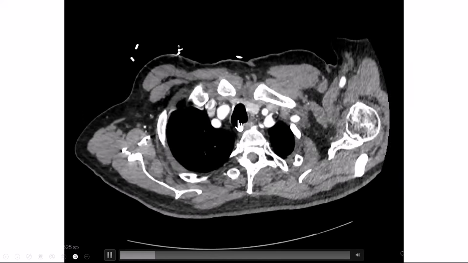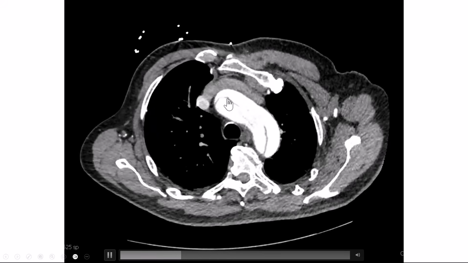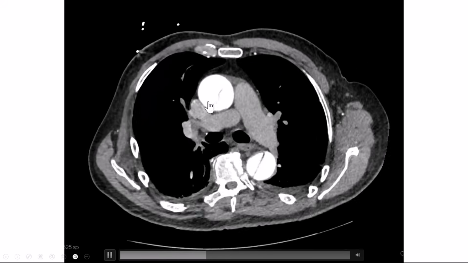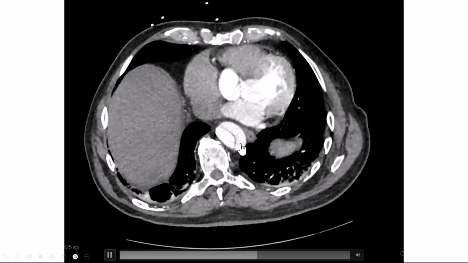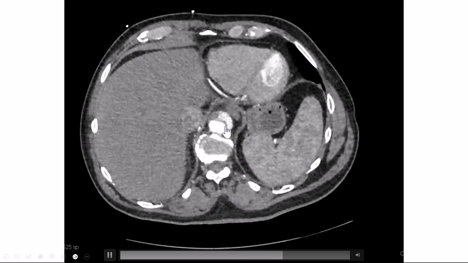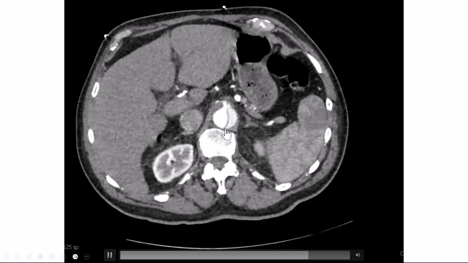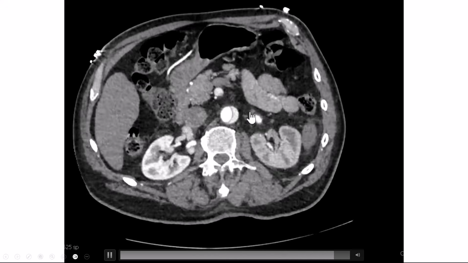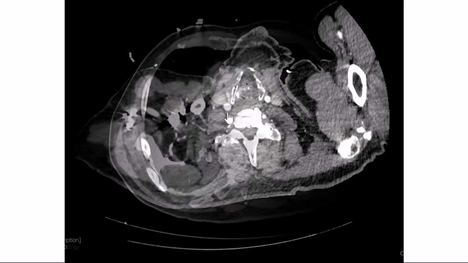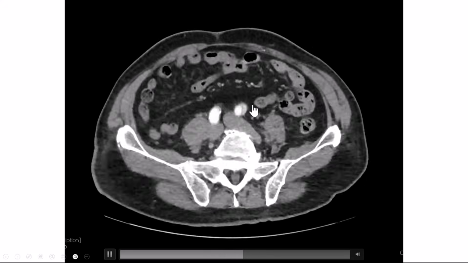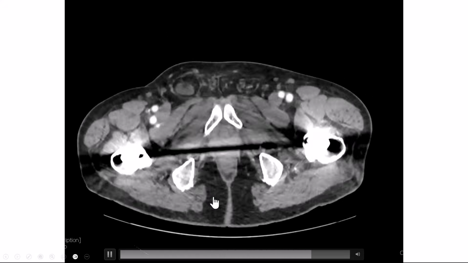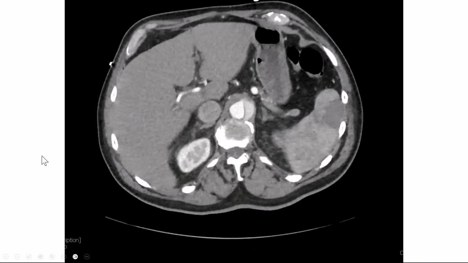This is the CT that demonstrates the aortic dissection from the ascending aorta, going down all the way into the abdominal aorta. You see the false lumen, but there is good flow into the renal arteries. And then it continues further down all the way into the left external iliac artery.